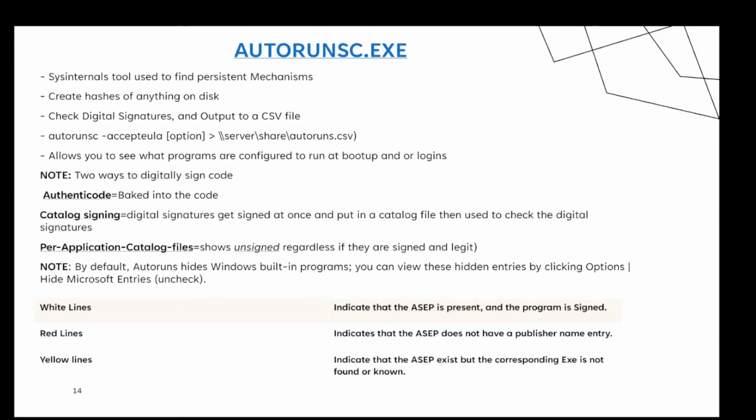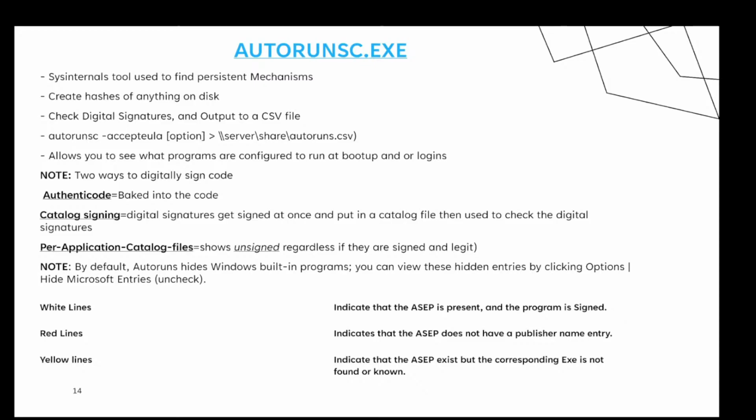Come to the Autoruns tool. So the Autoruns tool is a Sysinternals tool. It creates hashes of anything on disk and checks for digital signatures, and you can output to either an Autoruns format, I think it's an ARN something format, for exporting and then re-importing into Autoruns, or pull it as a CSV file. Accept the end user license agreement, and you should be good to go.